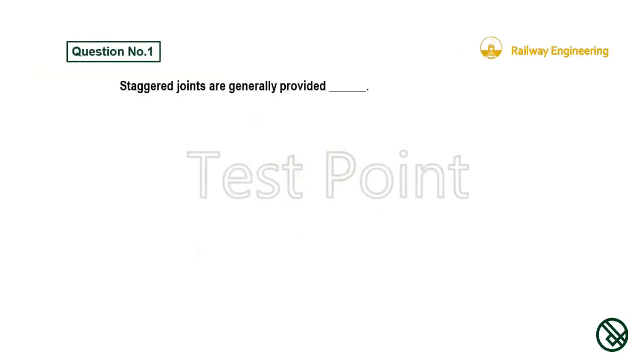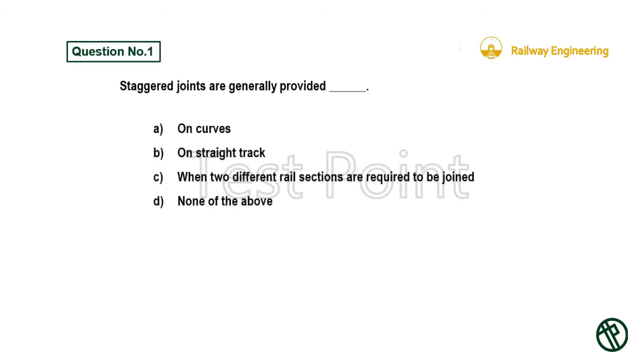Stagger joints are generally provided. Option A, on curves. Option B, on straight track. Option C, when two different rail sections are required to be joined. Option D, none of the above. Answer is option A, on curves.